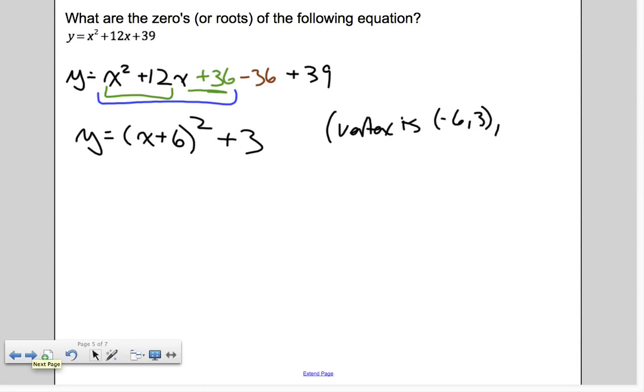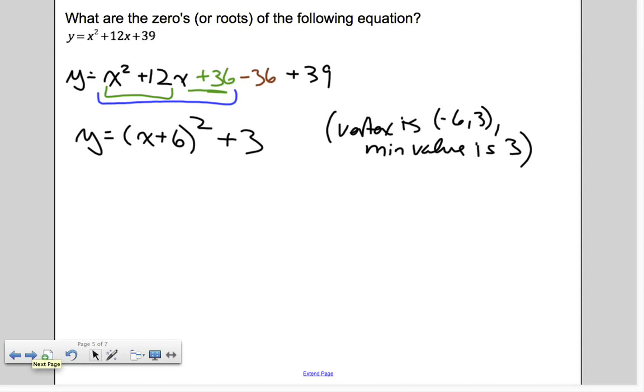What is the maximum or minimum value? Is it maximum or minimum? Was it opening up or down? It's opening up, so it's a minimum value of what? The minimum value is 3. Okay. So just keep that. We sort of know what the parabola looks like.